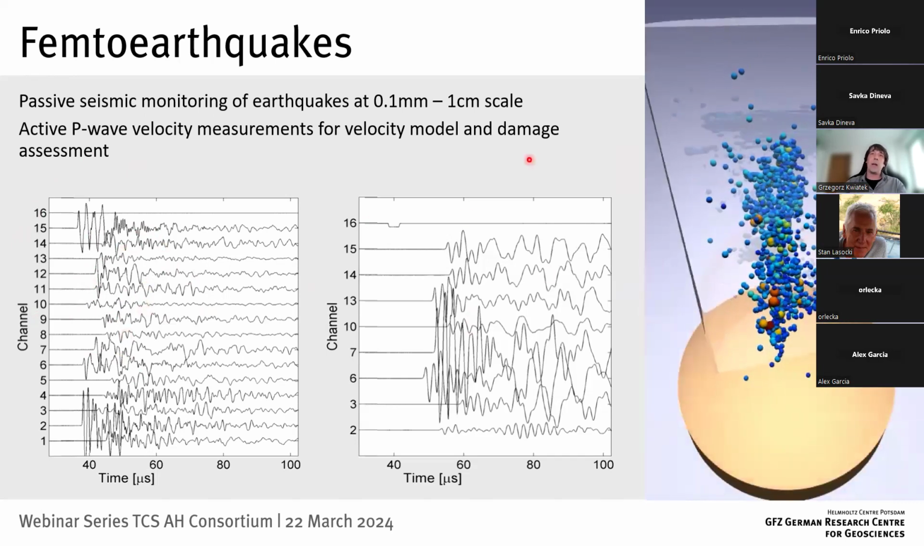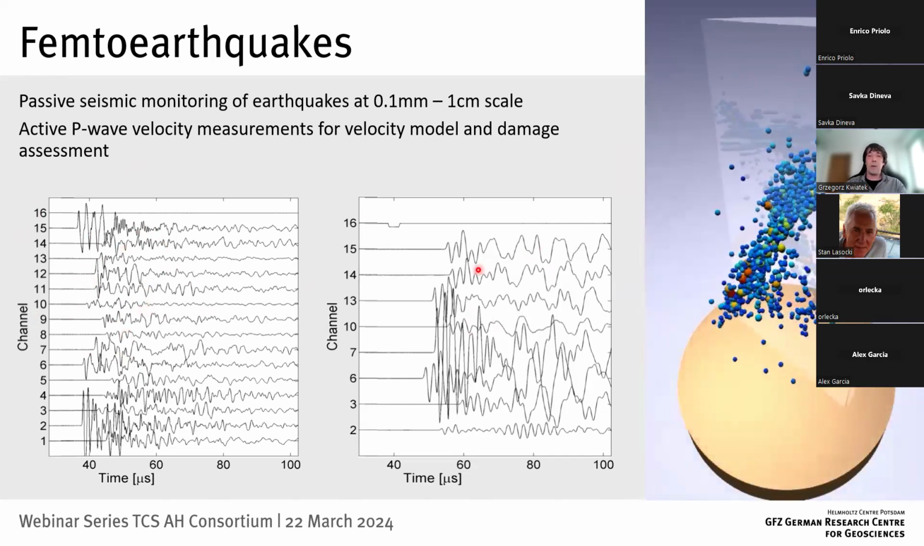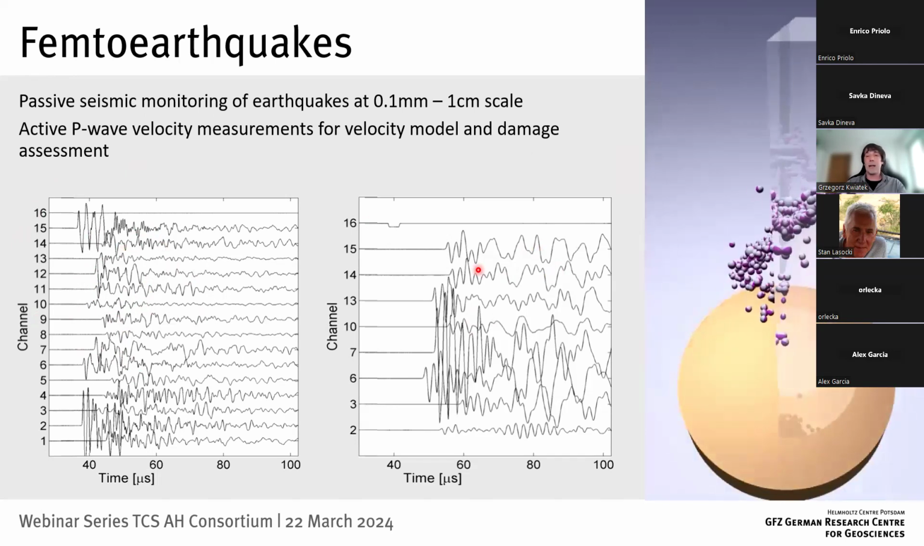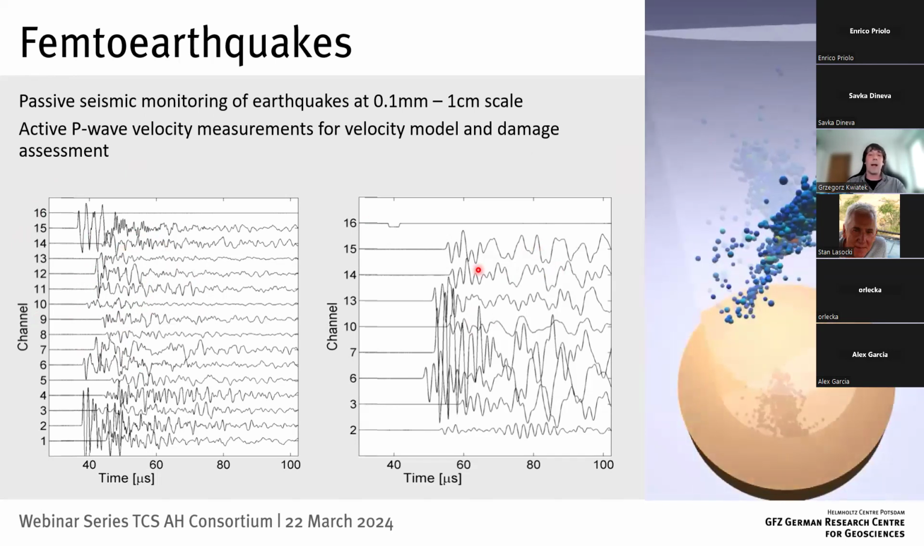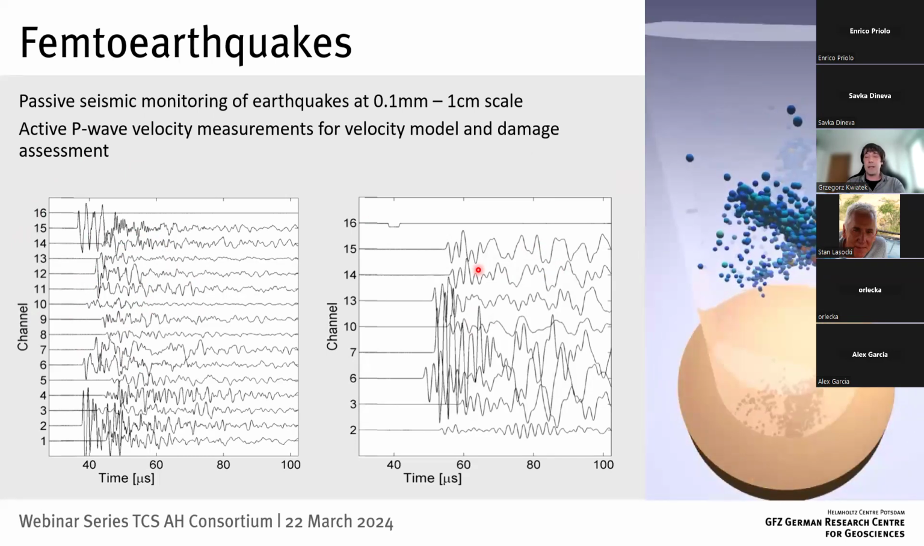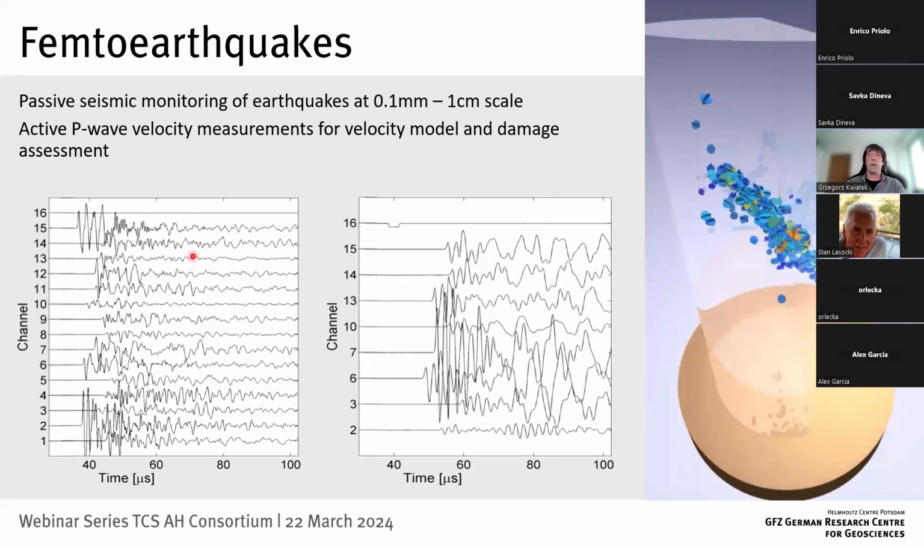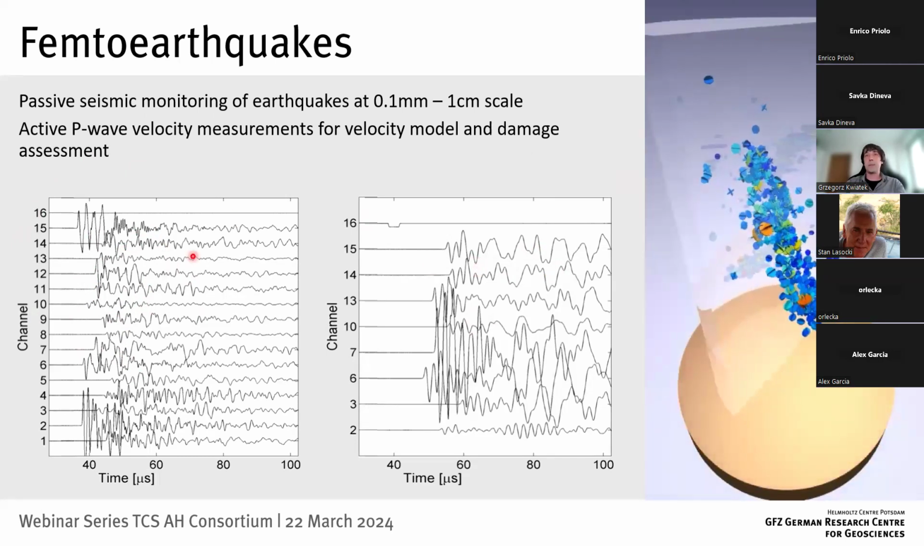Additionally, we have active P-wave velocity measurements. They are not used in this study, but they are used to characterize the damage in the sample and develop the 1D velocity model for the location of acoustic emission events.